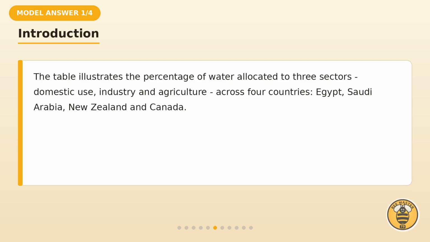The introduction. The table illustrates the percentage of water allocated to 3 sectors: domestic use, industry, and agriculture across 4 countries: Egypt, Saudi Arabia, New Zealand, and Canada.